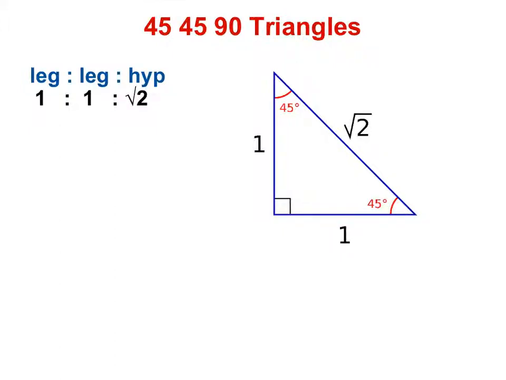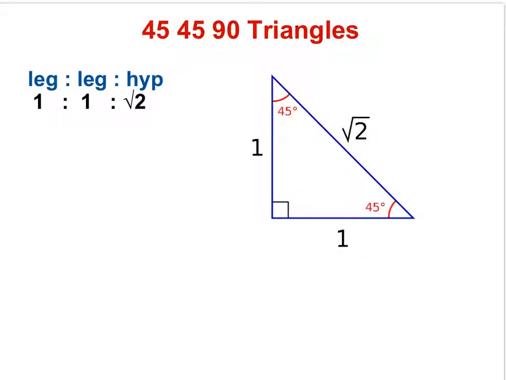45, 45, 90 refers to the name or the measure of the angles. So you can see here that you have a 45, you have a 45, and we have a 90. Since they are special right triangles, we know we're always going to have a 90-degree angle. This is going to be our reference triangle. This is the extended ratio.